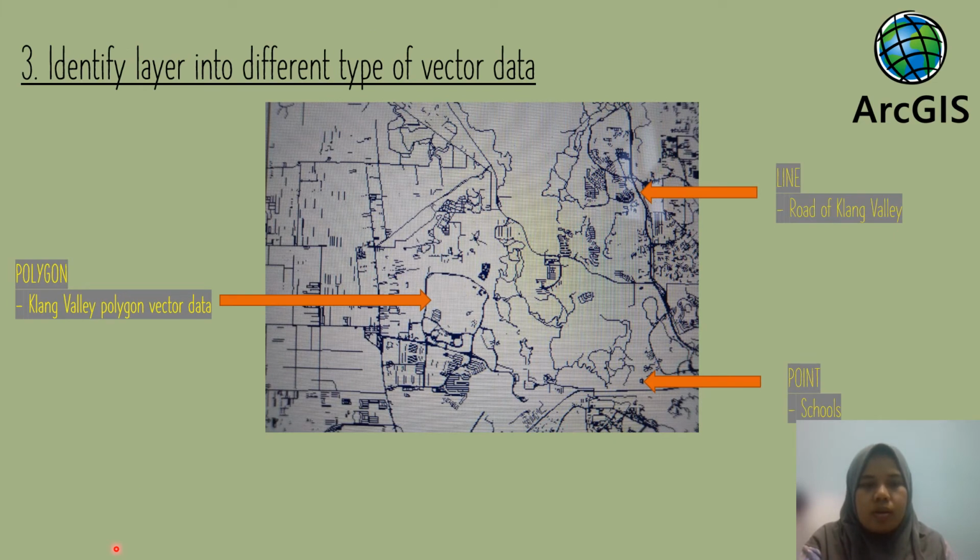Okay, for the next question, identify layer into different type of vector data. Okay, as we can see here, this is polygon, and for example, Klang Valley polygon is a type of vector data. For the next one, we have line, as we can see here in this picture. For example, line, road of Klang Valley, and the last one, as we can see, point. For example, school or public telephone.